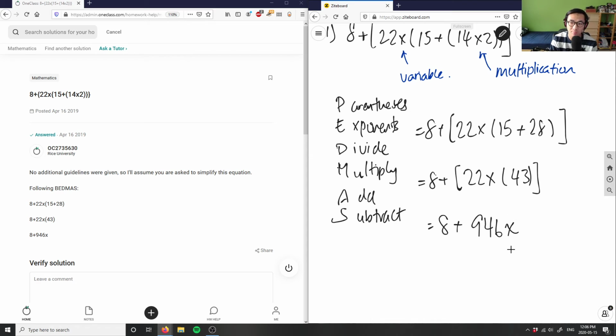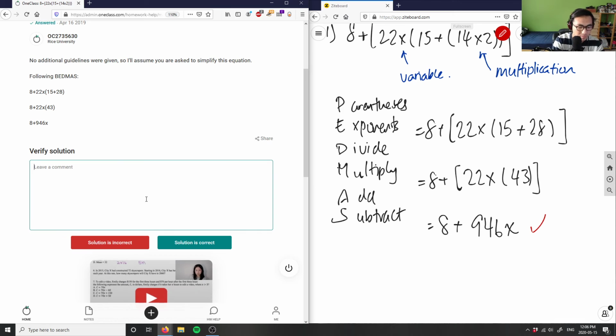I have 8 plus basically this term here, so this is my answer. And as you can see, they got the same solution using BEDMAS as well. So this solution is correct.